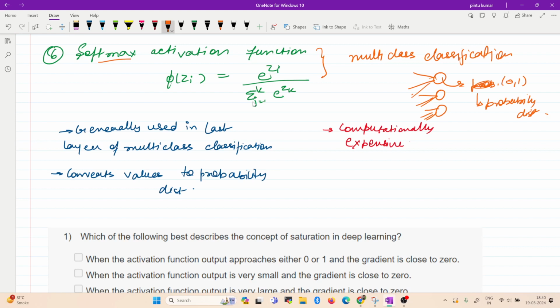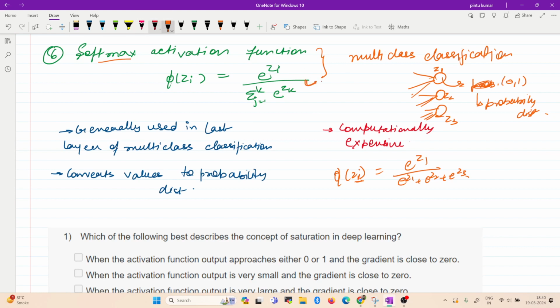So what this does is, phi of zi: let's say this output layer has outputs z1, z2, z3, then phi of z1 is e to the power z1 divided by e to the power z1 plus e to the power z2 plus e to the power z3. And similarly, you can define the other phi of zi. Okay, so this is something that is known as the softmax activation function.